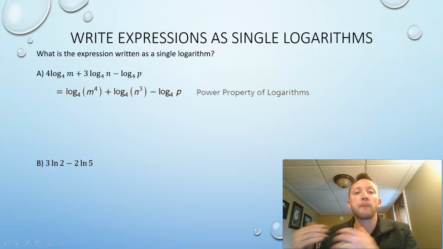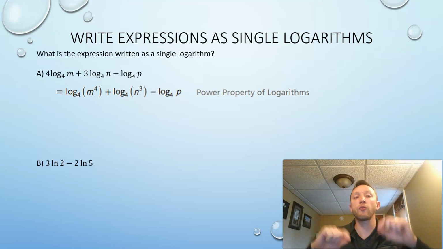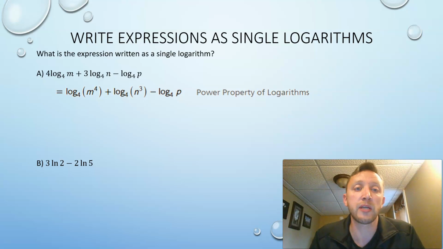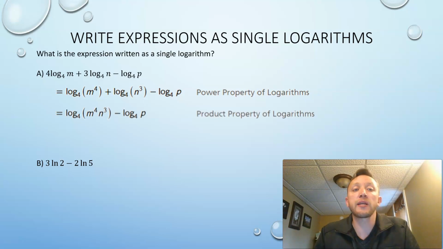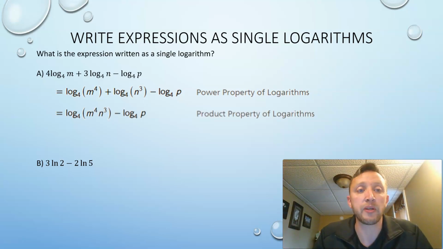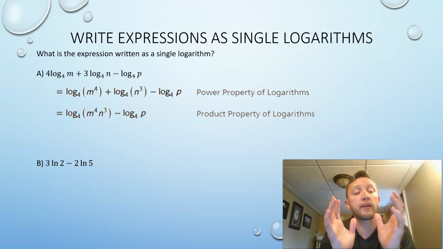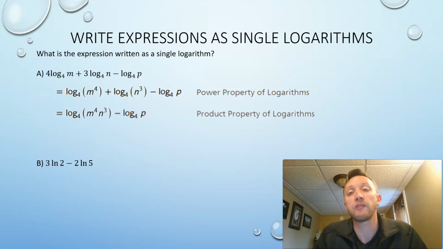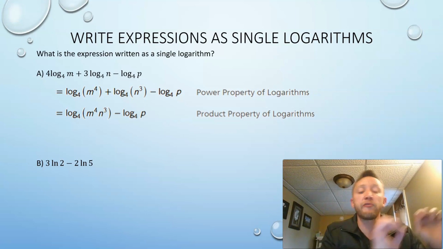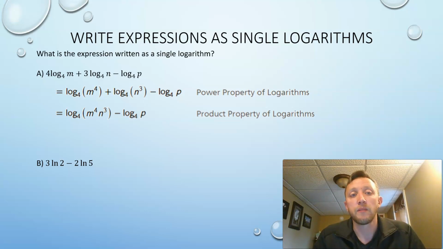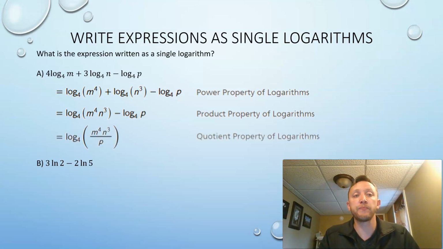So we would use that power property of logarithms. We're going to take that 4 and that 3, and we're going to apply those as exponents for the m and the n. All right, now we're going to start combining some of those properties. First thing I recognize is the product property. We have log base 4 of m to the 4th plus log base 4 of n cubed. So those two we can combine using multiplication. So we would have the log base 4 of the single m to the 4th times n cubed. But then we have minus the log base 4 of p. So remember, that means that we're going to divide by that quantity.